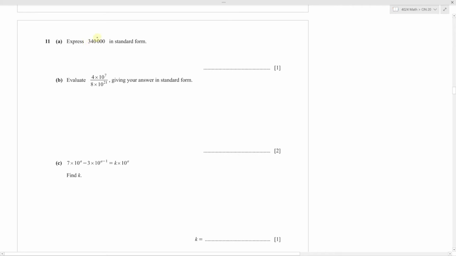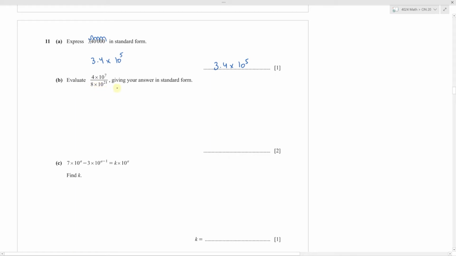Question number 11 is express 340,000 in standard form. So we have to bring our decimal to this point. That means we have to move it 1, 2, 3, 4, and 5 places to the left. So this will become 3.4 into 10 power positive 5. When you move the decimal towards the left, your powers of 10 will increase. So 3.4 into 10 power 5.